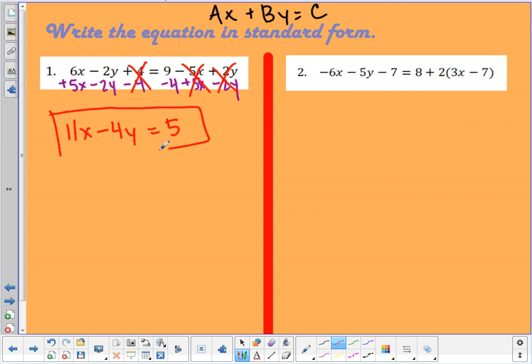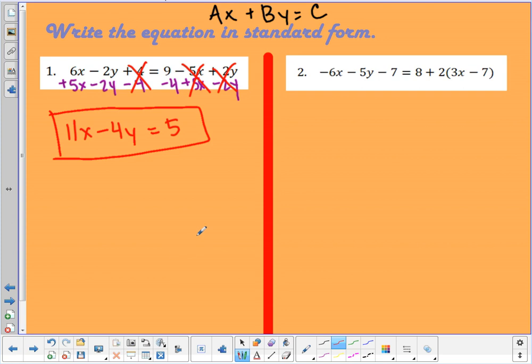That is standard form. I have the x term on the left with the y term, and I have the constant on the right of the equal sign by itself. x and y together, constant by itself. And it is fine to do all of those in one step. Okay, you're combining like terms. I put the x with the x, the y with the y, the constant with the constant, and that's okay.